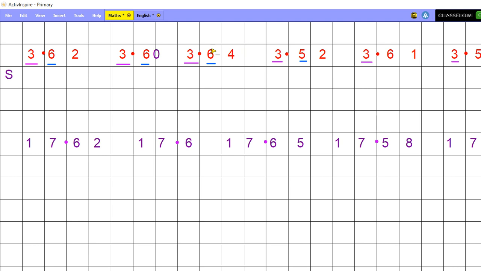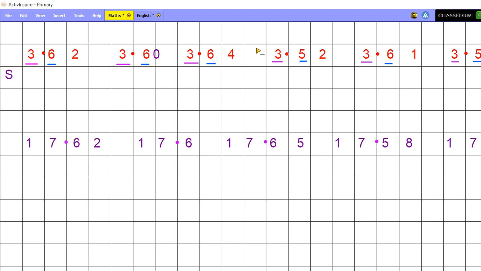5 tenths is the smallest so far, because 5 tenths is less than 6 tenths. Then 6 tenths again, and 5 tenths. So I've got two numbers that have 5 tenths. I'm going to ignore the rest of them and just focus on these two.